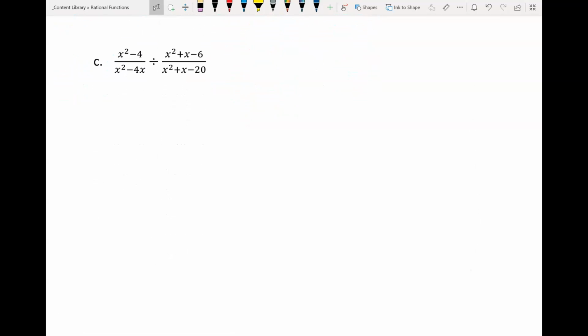And our last one here, I'm going to approach it the same way. I'm going to factor the top and bottom, because you have x squared minus 4, this is a difference of squares. So the square root of 4 is 2, so we can achieve an x squared minus 4 with x plus 2 and x minus 2. In our denominator, we can only factor out an x, and we'll be left with x minus 4.